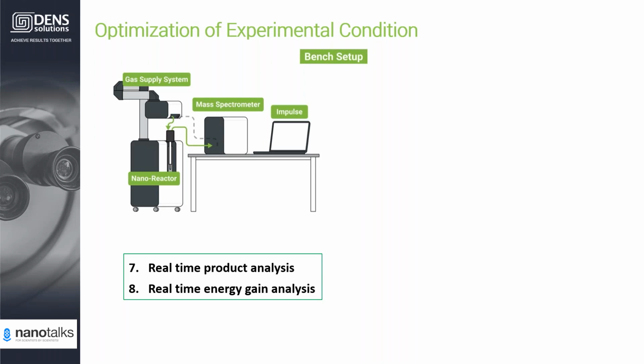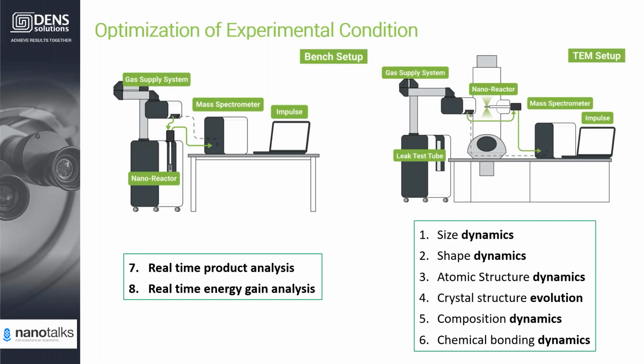And actually, because now we can bring real-time product analysis and real-time energy gain analysis, which is already shown in the last two slides, think about that. You don't really need to do everything on the TEM first. You can first use these two functions to find the active temperature or active conditions. And then when you say, okay, I can reproduce it through our Impulse software, then you can go to the TEM and do the size dynamics, shape dynamics and atomic structure dynamics.